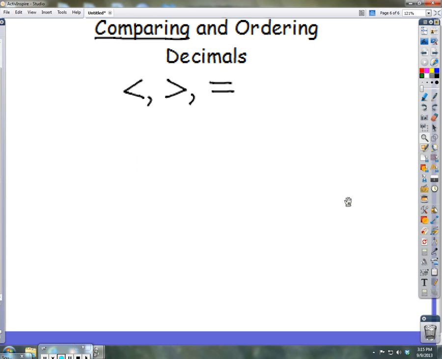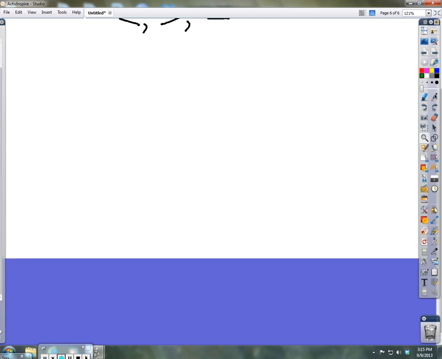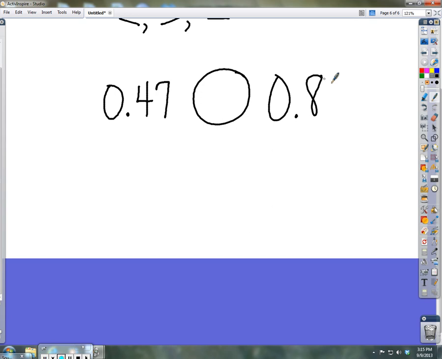One thing that you can do is take your two decimal numbers that you want to compare. Let's say you've got 47 hundredths and you want to compare that to 83 hundredths. The first way that you can compare them is basically to compare each digit in its place to the matching digit in its place on the other number.